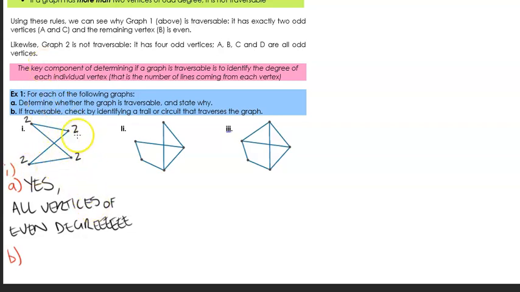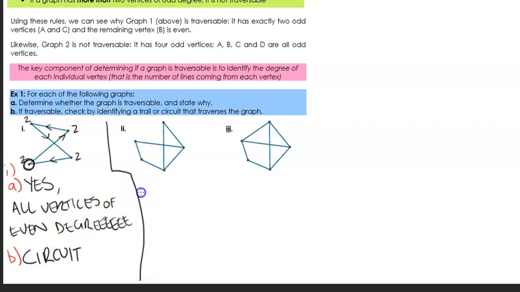So in this case, because all of these are even, and you'll learn this in the next lesson, I know for a fact that we can start and end at the same vertex each time. If we start here, we can go from here to here, this way, back down, and then around and end here. So this is a circuit. It is a circuit because we start and end at the same vertex.